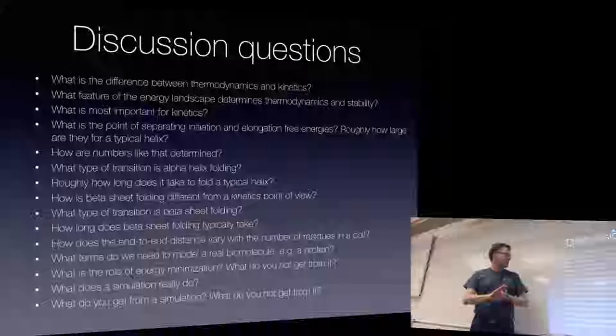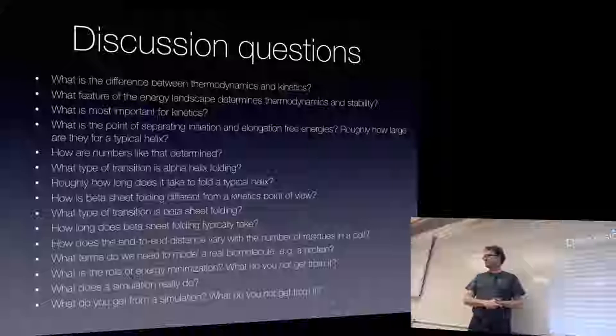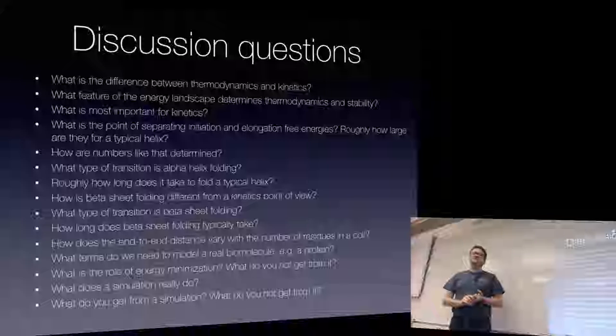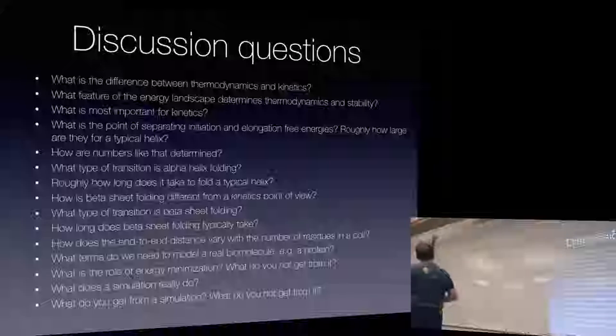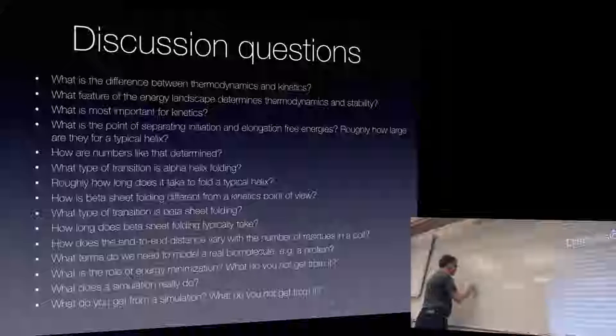So the alpha helix folding in particular, what type of transition was that? So there are a couple of different types of transitions. First, was it a phase transition? There are tons of ways of classifying transitions, but I would say one of them could be that it's some sort of continuous transition. You could have something that's highly cooperative. And you can have something that's all or none.